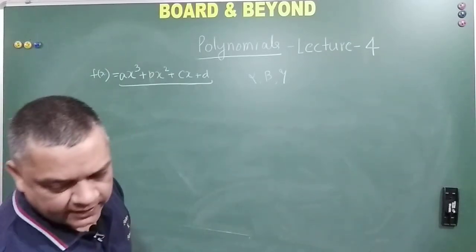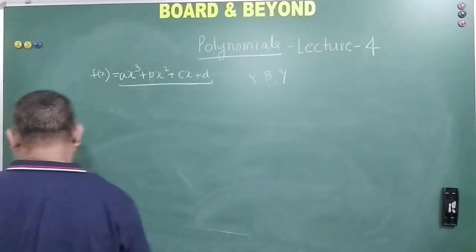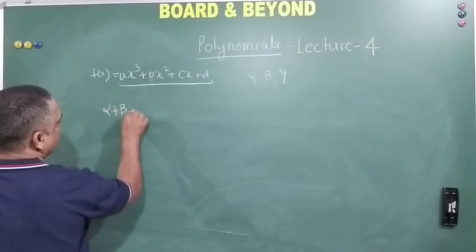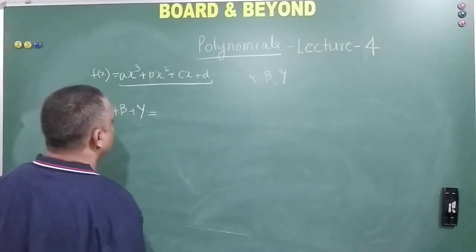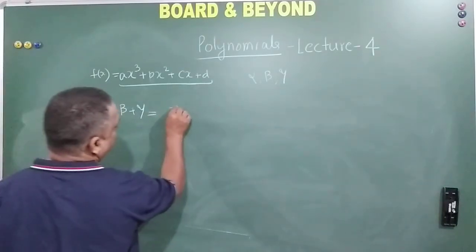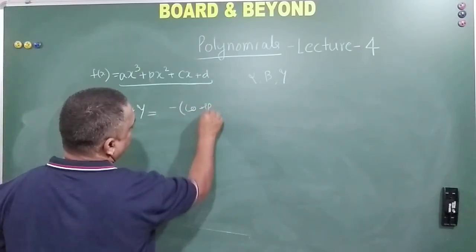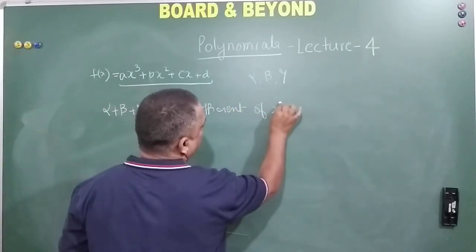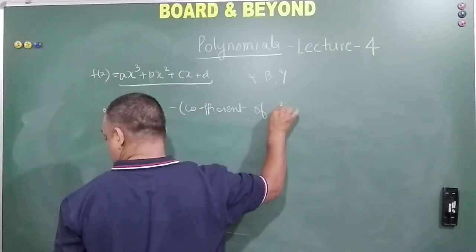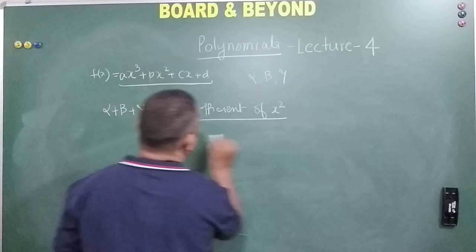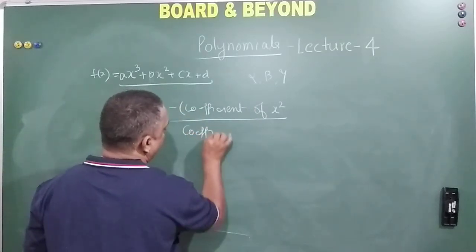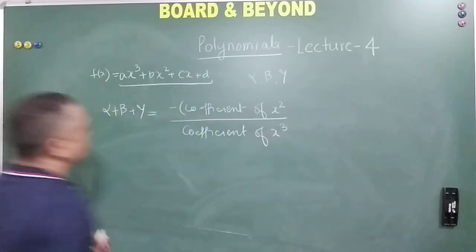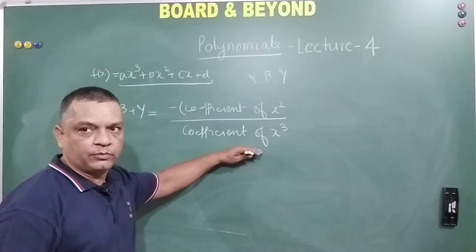So just to put it in another way, alpha plus beta plus gamma is equal to minus of the coefficient of x square by the coefficient of x cube. So the sum of the roots of a cubic polynomial is this.